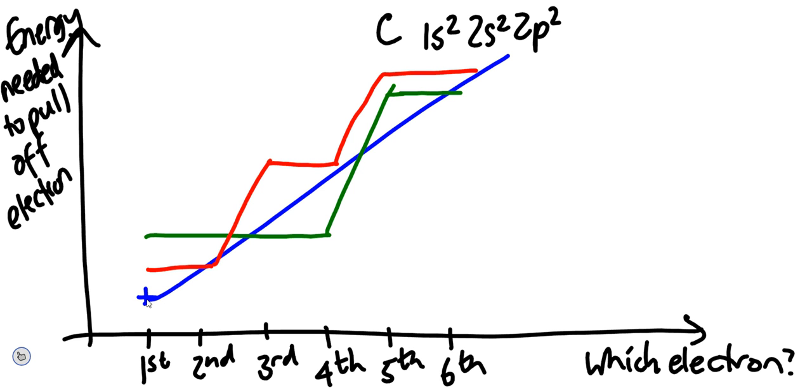the first energy level. The green line is telling us that the first 4 electrons, corresponding to the ones which are in 2p and 2s, are easy to remove. They're all in the second energy level, but then it becomes much more difficult to remove the electrons which are in the 1s subshell, or the first energy level. That would be the fifth and the sixth electrons.